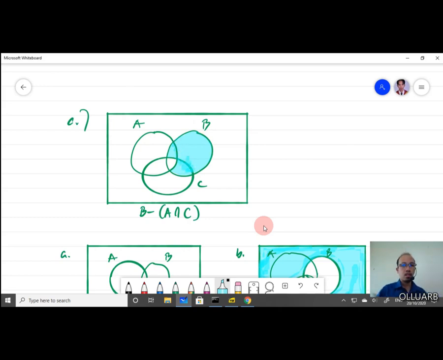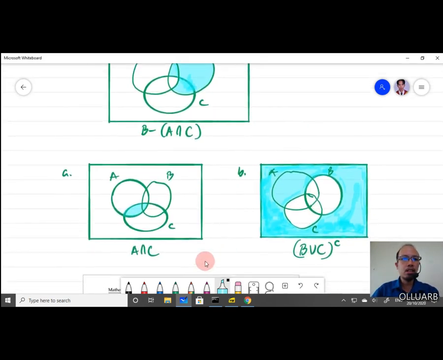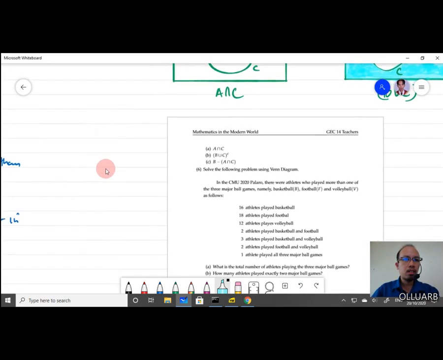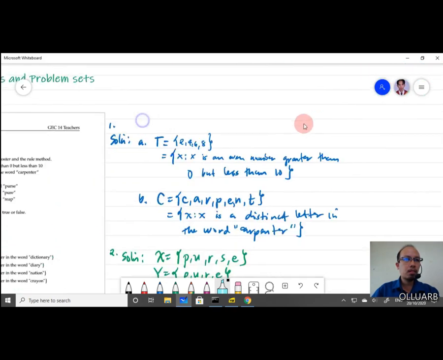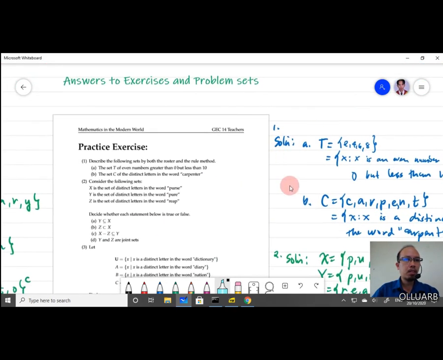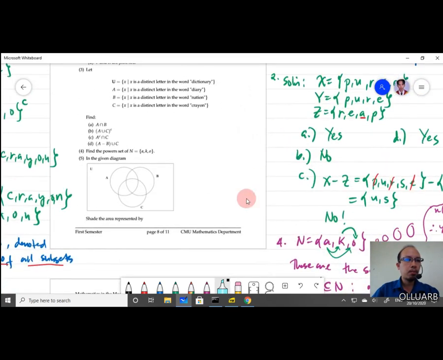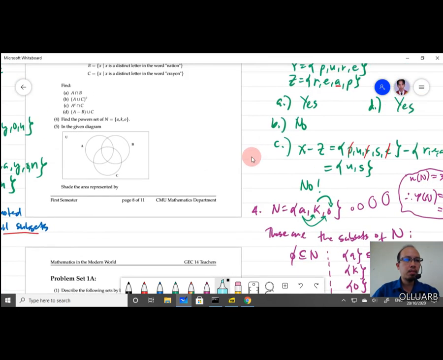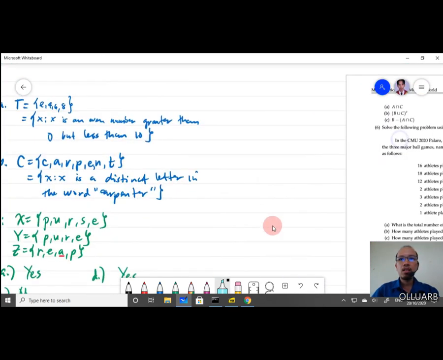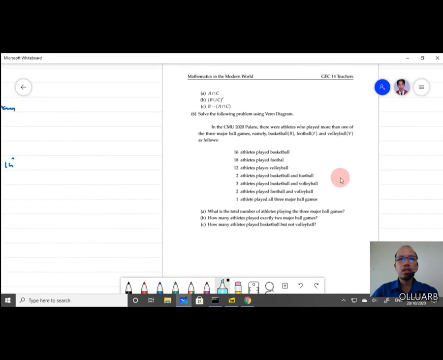Okay, this is B minus the quantity A intersection C. So that's for the first, that's the problem set, practice exercise 1 up to 5. Okay, and let's continue for this problem here.